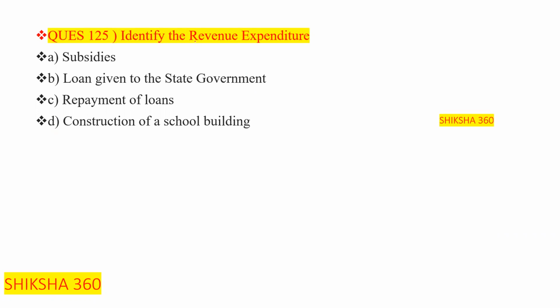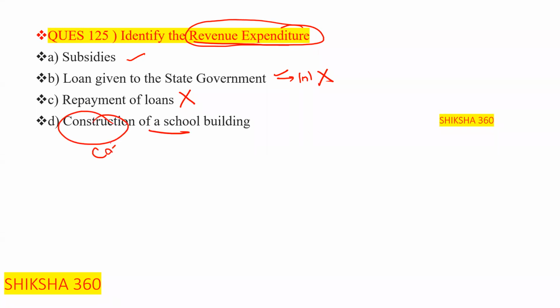Identify the revenue expenditure. Subsidies: here the government does not earn anything. Loan given to the state government: here the government will earn interest, so this is not revenue expenditure. Repayment of loan is not, this is capital. Construction just means capital. So option A is the answer, that is subsidies.